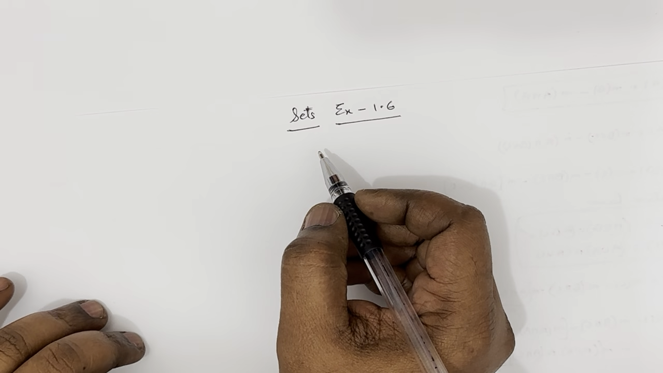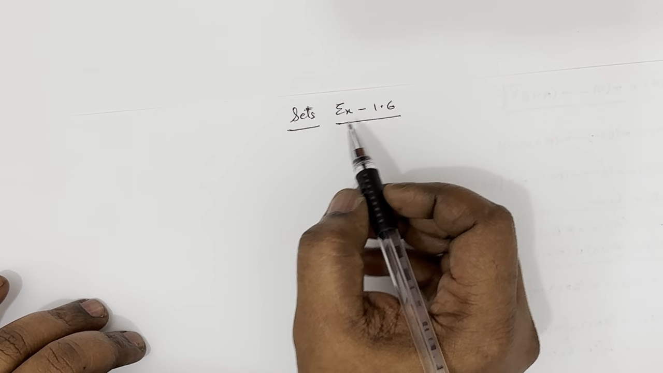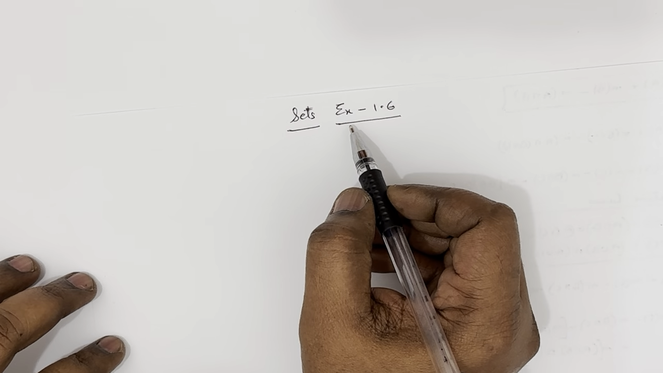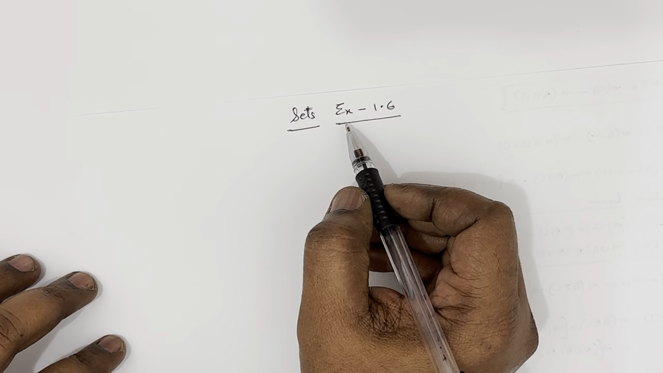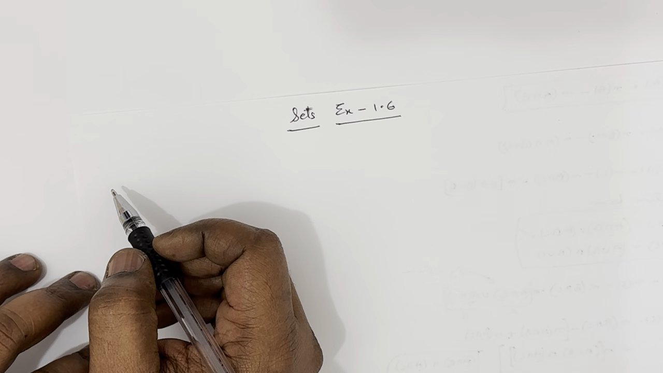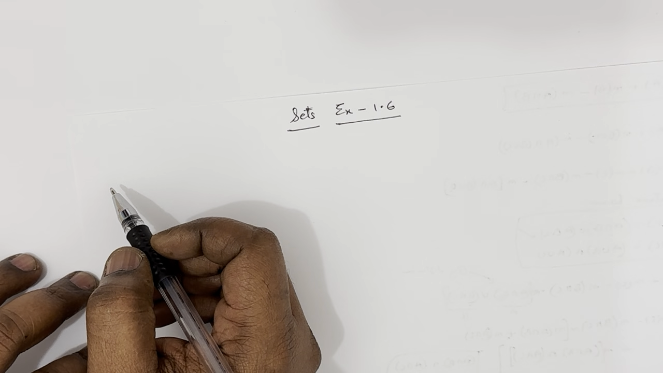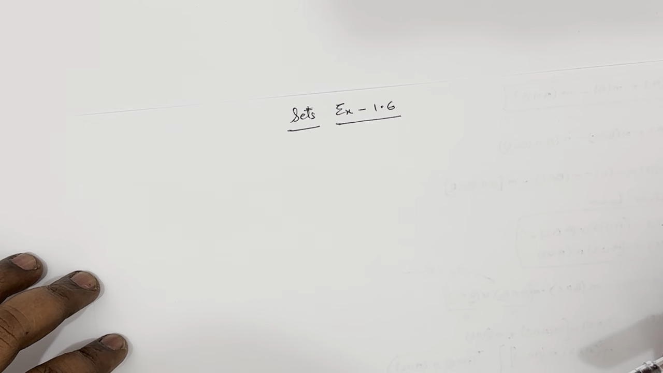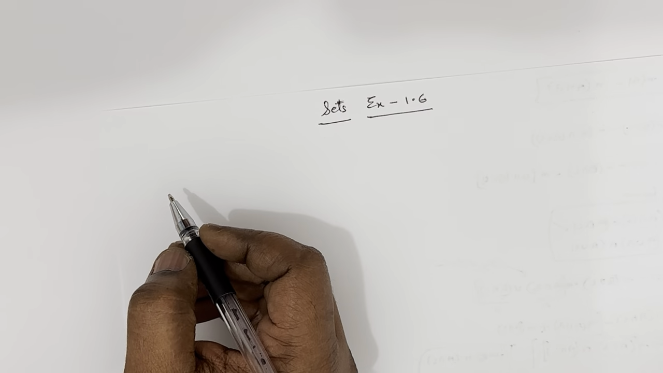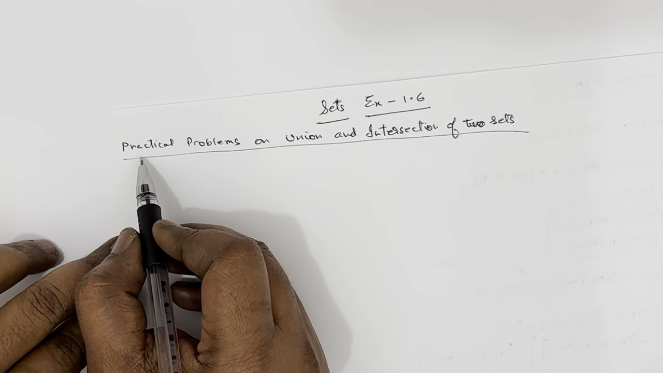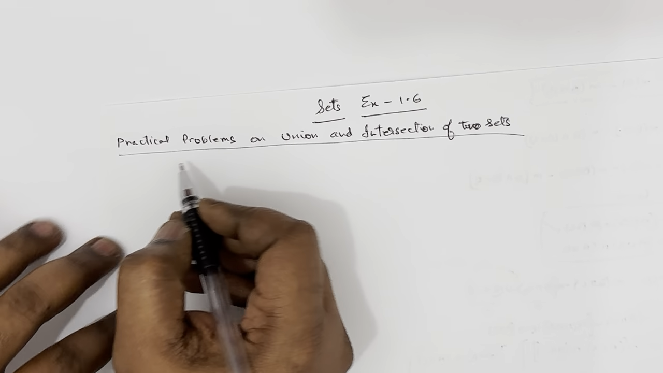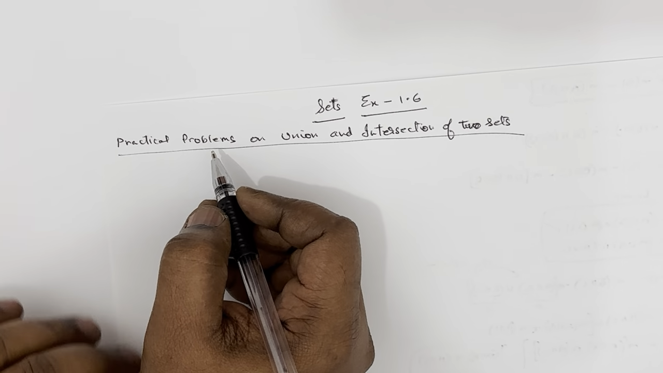Okay, let's go to the next exercise of the sets, that is exercise 1.6. Before proceeding to the problems, let's go through some formulas which are used to solve the union and intersections. That is called the practical problems on union and intersection of two sets. For solving all the problems we will go through the formulas.